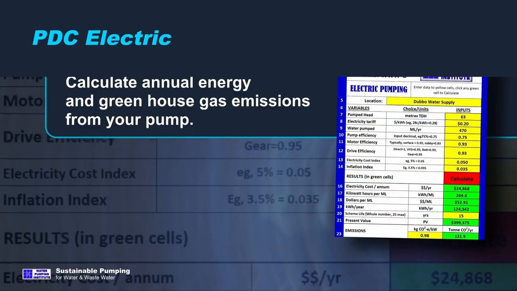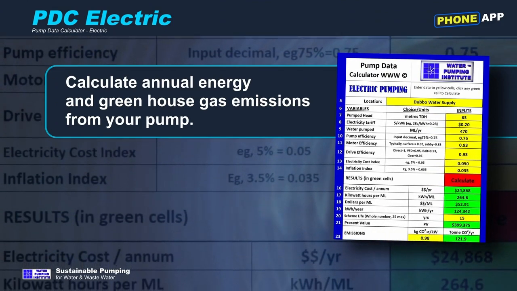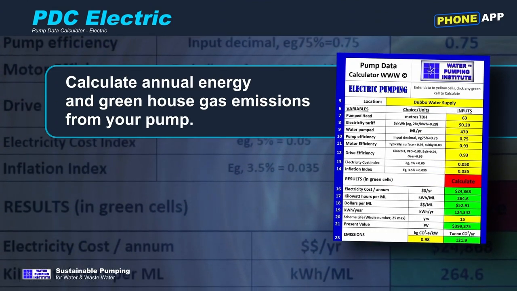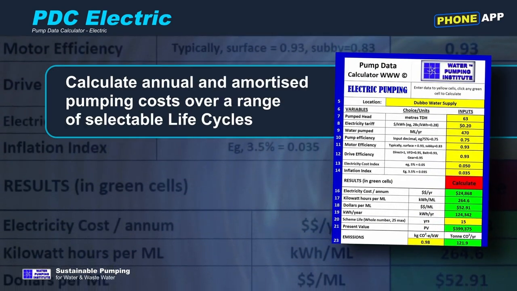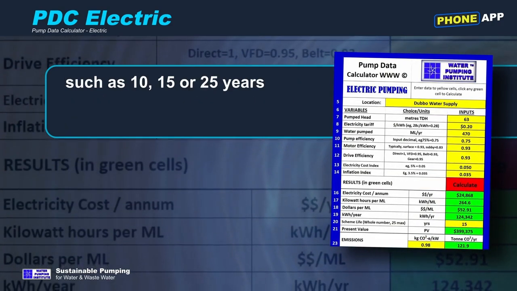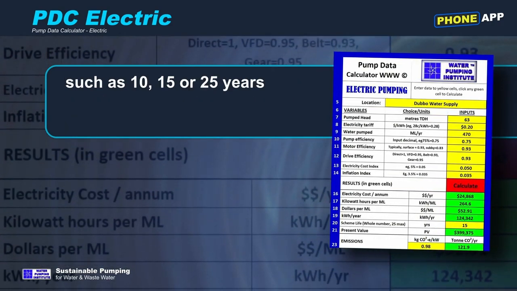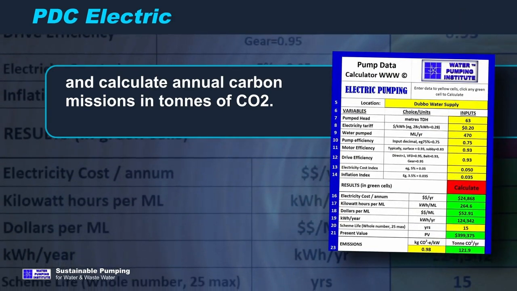The Pump Data Calculator Electric is our fundamental tool for calculating annual energy usage and greenhouse gas emissions from your chosen pump. It's definitely our most popular phone app. Calculate annual and amortized pumping costs over a range of selectable life cycles, such as 10, 15 or 25 years, and calculate annual carbon emissions in tonnes of CO2.